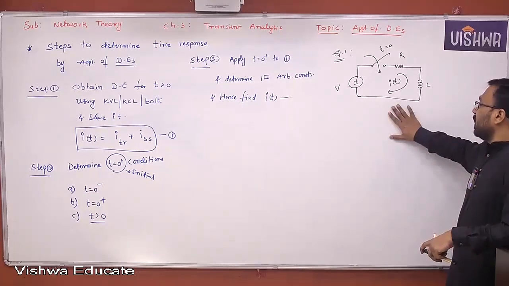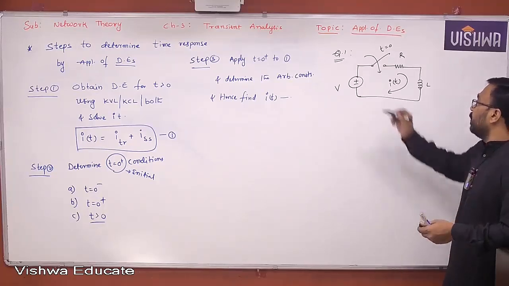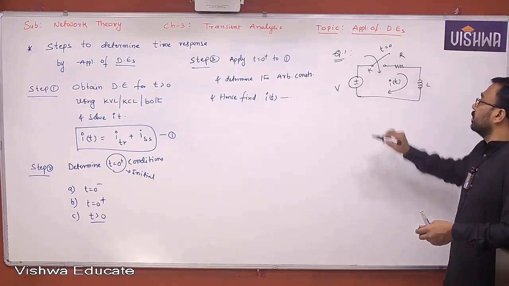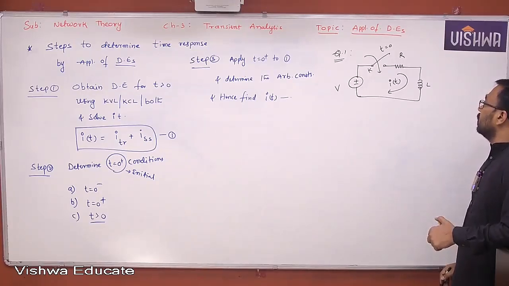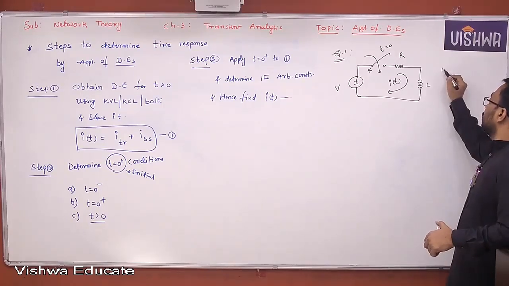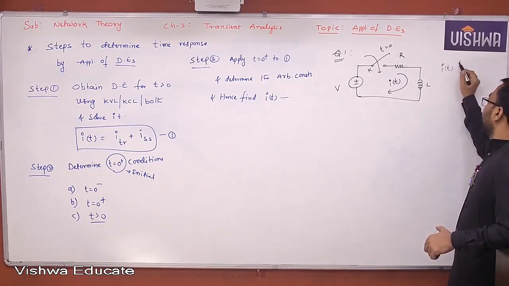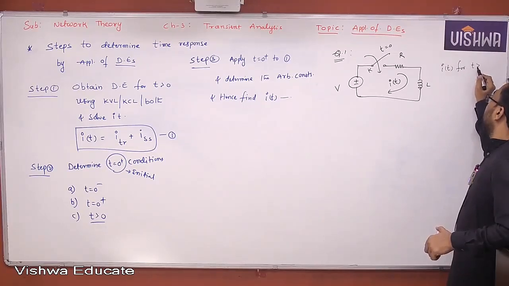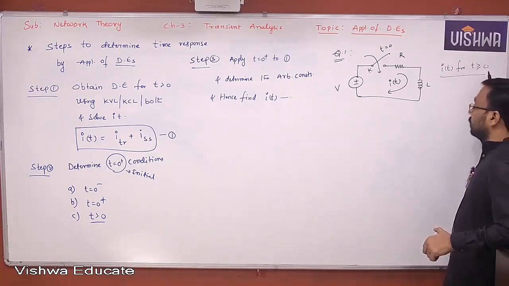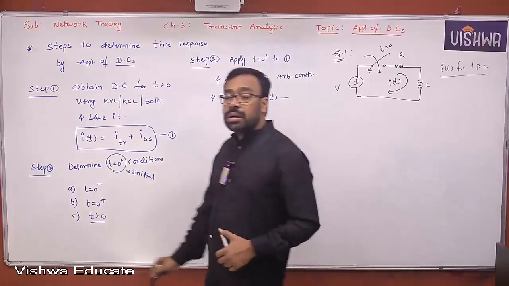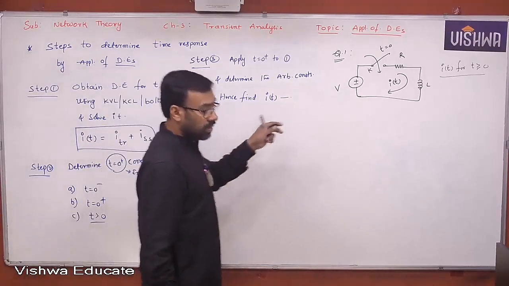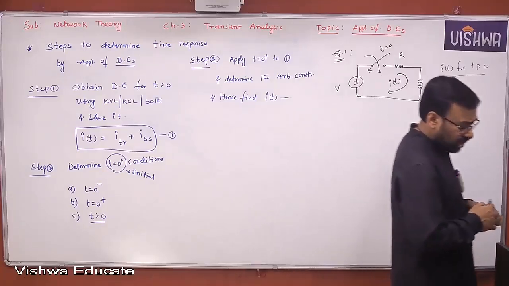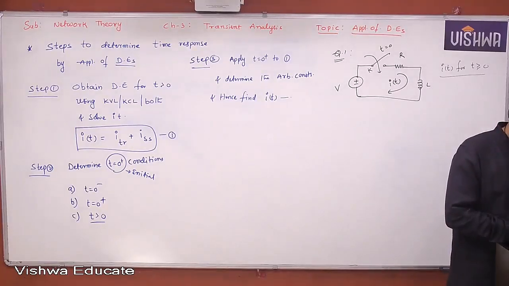The given circuit is in steady state for a long time with the switch K kept open. At t equal to 0, the switch is closed. Determine I of t for t greater than or equal to 0. This is the question given. So let us follow the step-by-step procedure to avoid all the confusions.